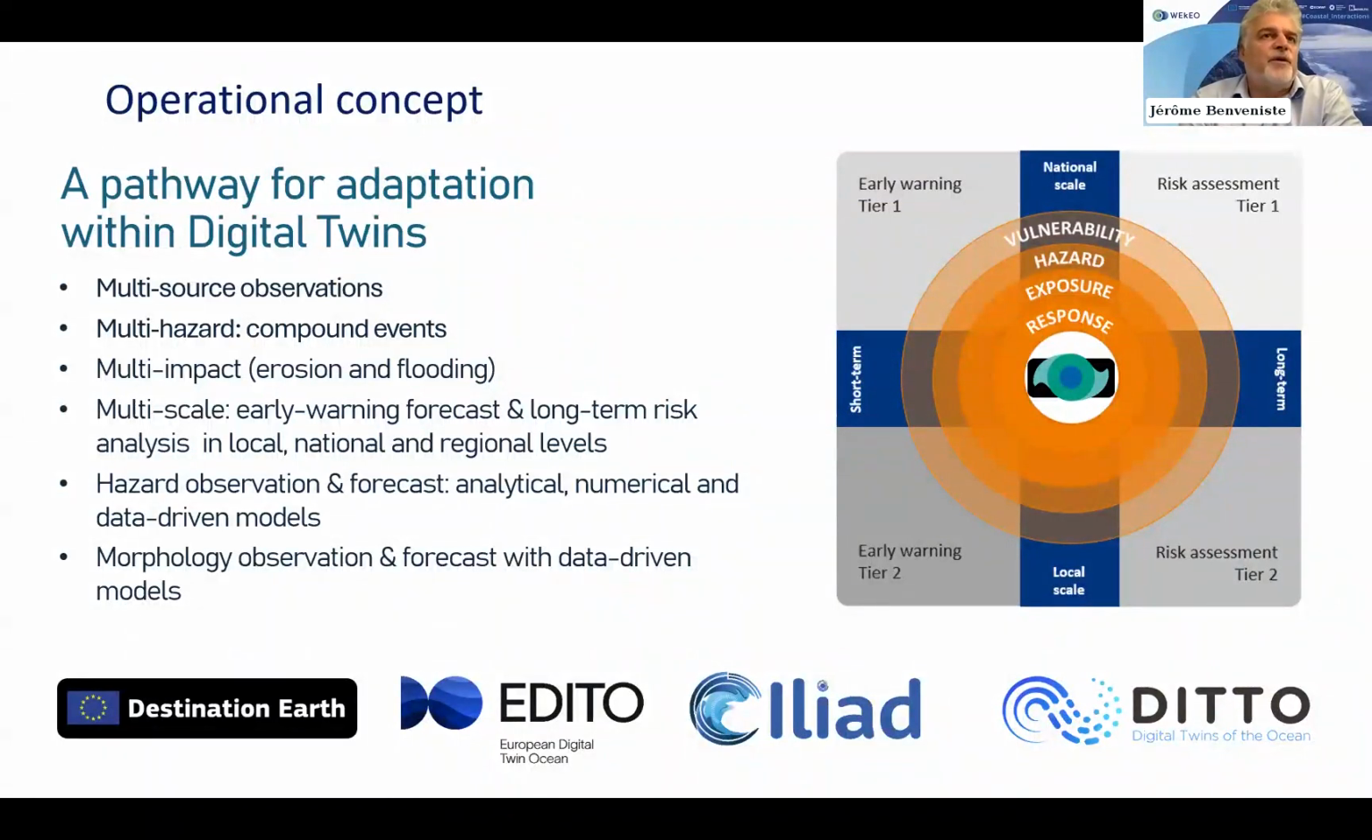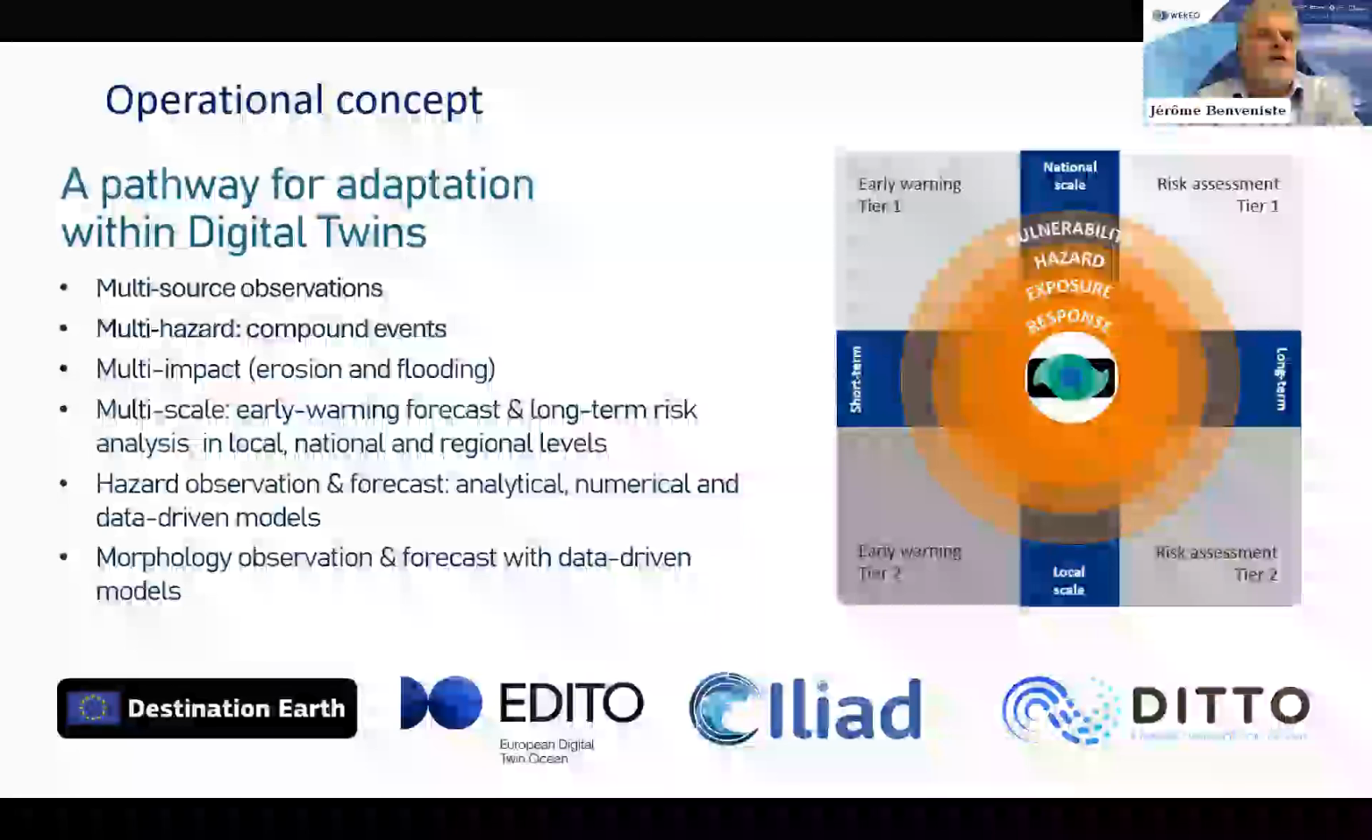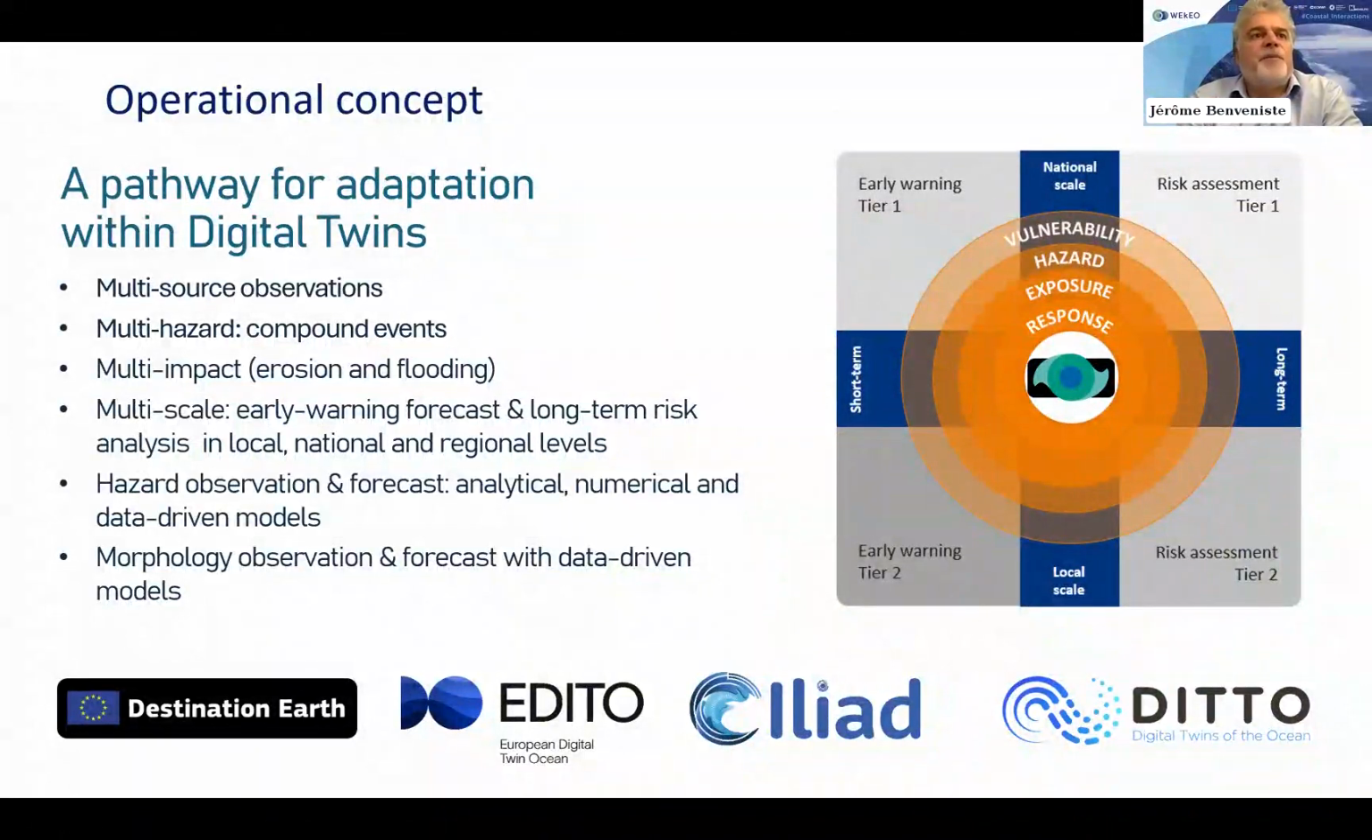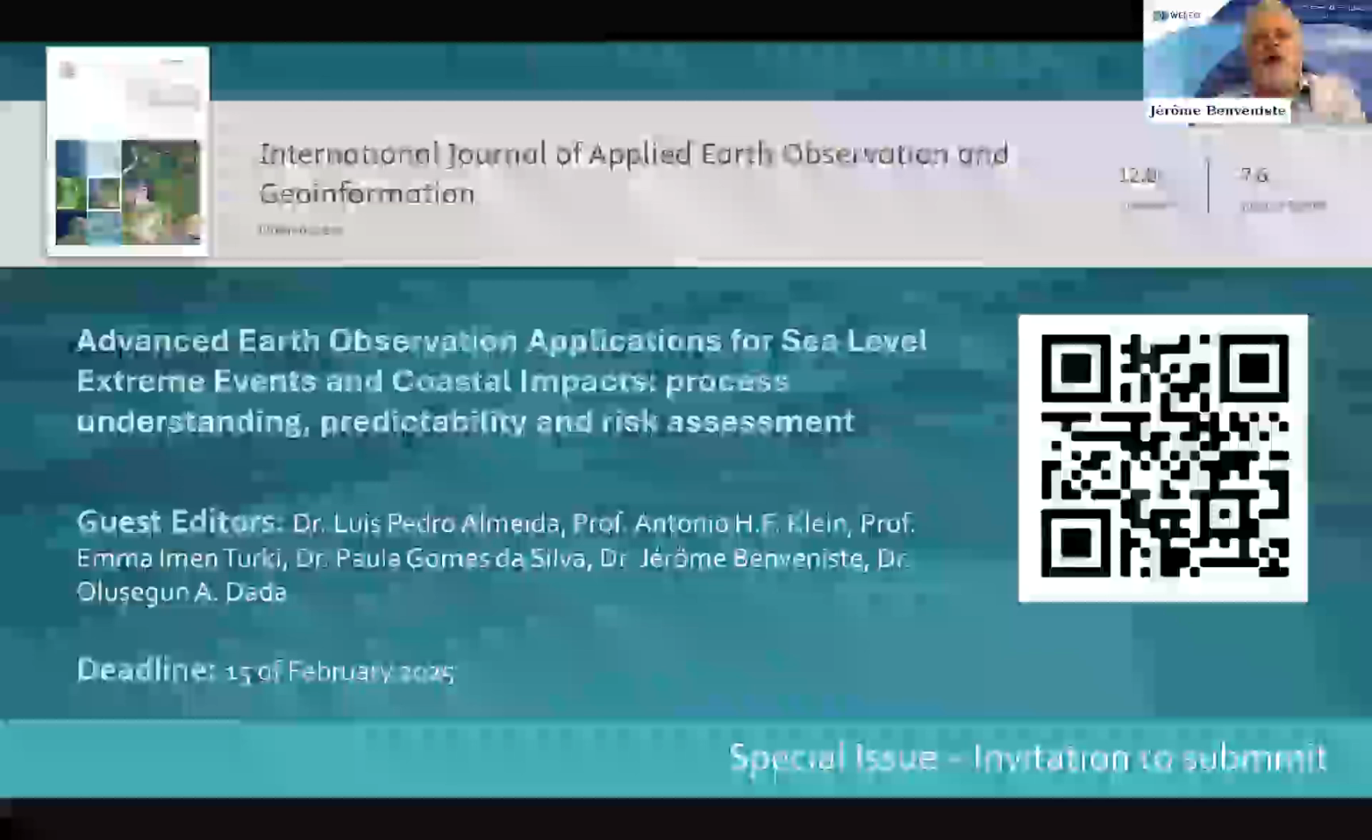We need to provide early warning, but we need to understand the long-term risk. Hazard observation and forecast needs to be done with numerical modeling, which are data-driven. And also the morphology part requires a forecast if you want to help people take decisions about protecting the coast at national scale, at local scale, and look at the short-term events and be aware of what's going to happen in the long term.